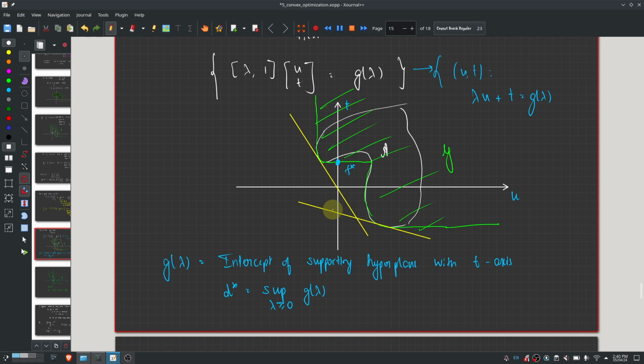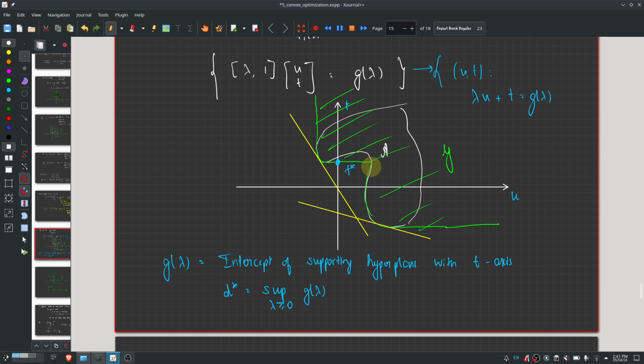You'll have to add some more restrictions. For example, when I took this to be the set A, you can also have a supporting hyperplane from above, in which case the intercept with the t-axis can potentially be above f star also, which doesn't really make sense. You can try to derive that. You can see what will happen if you look at the supporting hyperplanes of A instead, and that does not really give you the dual optimization problem.